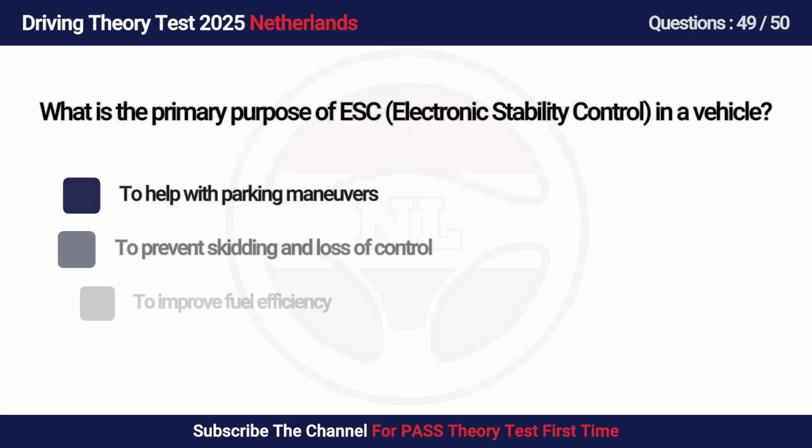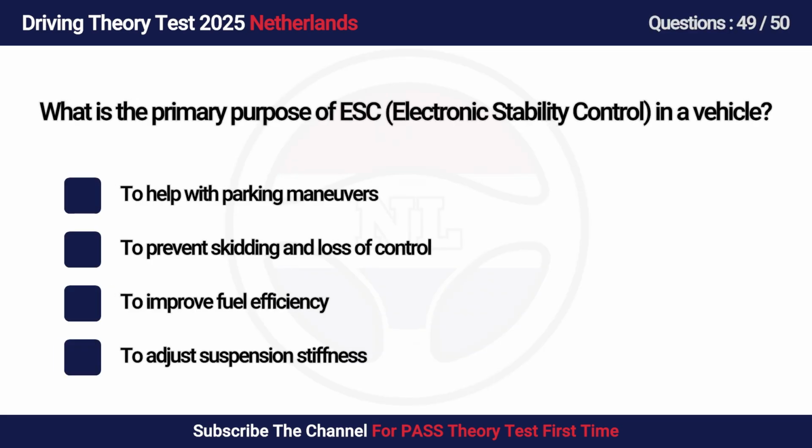Question 49. What is the primary purpose of electronic stability control in a vehicle? A. To help with parking maneuvers. B. To prevent skidding and loss of control. C. To improve fuel efficiency. D. To adjust suspension stiffness.